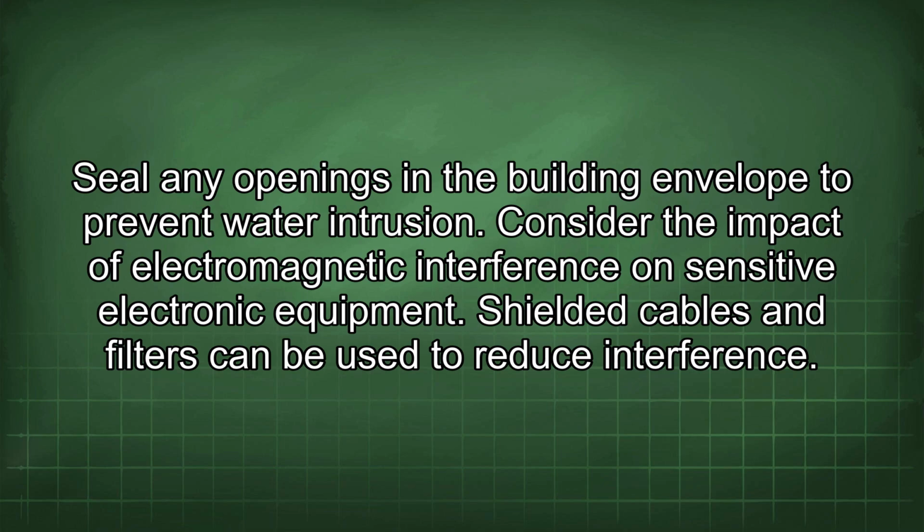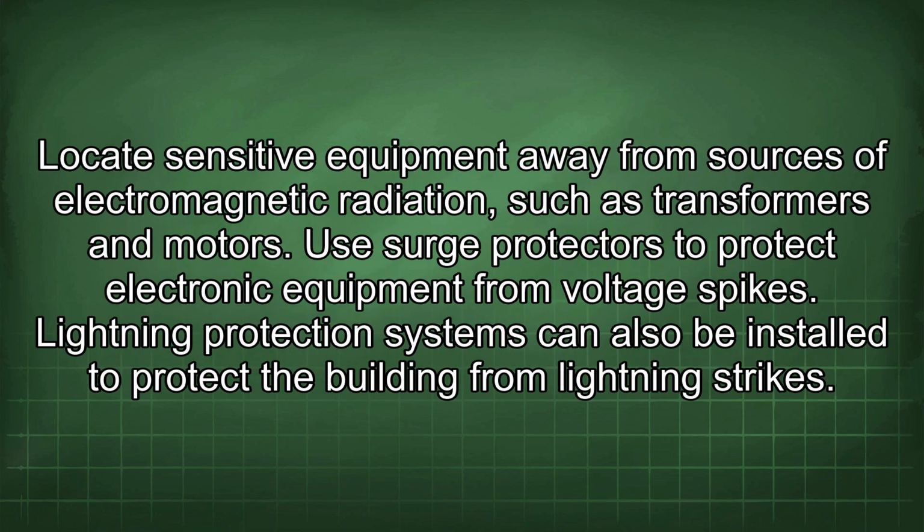Consider the impact of electromagnetic interference on sensitive electronic equipment. Shielded cables and filters can be used to reduce interference. Locate sensitive equipment away from sources of electromagnetic radiation such as transformers and motors. Use surge protectors to protect electronic equipment from voltage spikes. Lightning protection systems can also be installed to protect the building from lightning strikes.